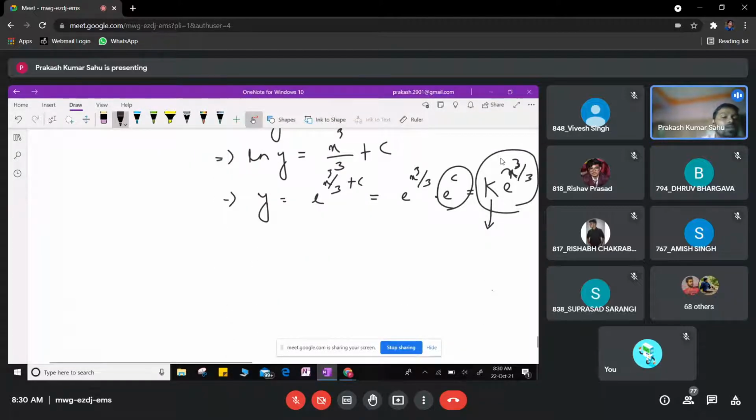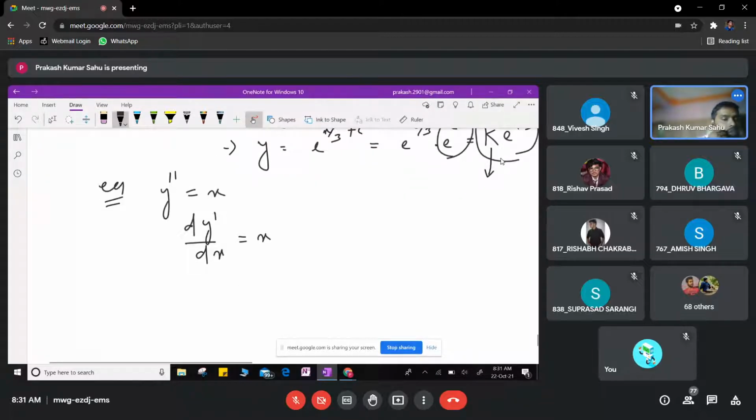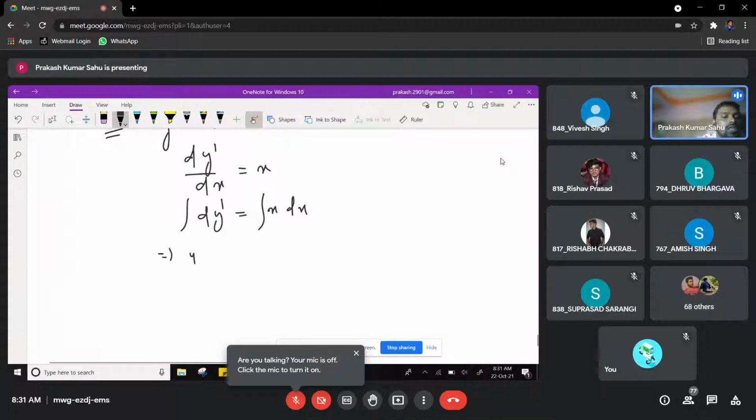And if you solve a second order differential equation, suppose for another example you solve y double dash is equal to x. This is a second order differential equation, and how do you solve it? You can say dy dash by dx is equal to x. Is it correct? Because y double dash is the derivative of y dash. So here you can say dy dash is equal to x dx. Now taking integration on both sides, what do you get? You will get y dash is equal to x square by 2 plus c.